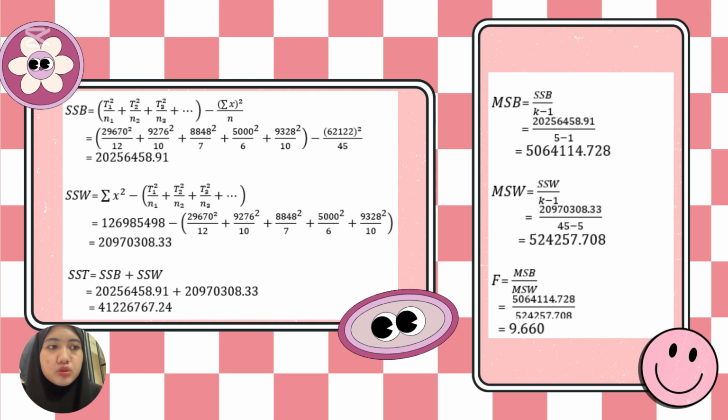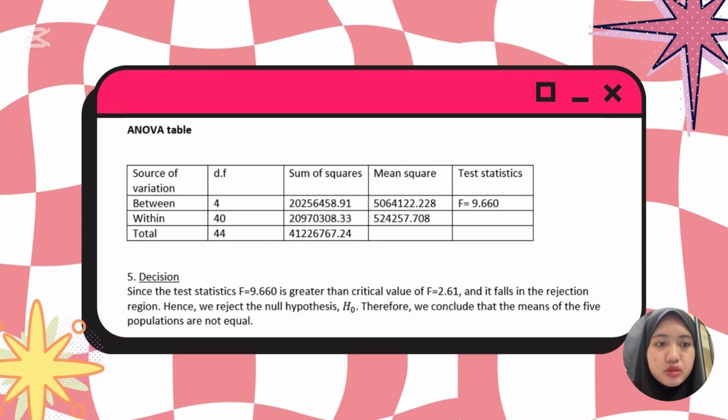Next, MSB is the mean square between, and MSW is the mean square within. For MSB, we use the formula SSB over K minus 1. We will get 5064114728. And MSW, we use the formula SSW over N minus K. We get 524257.708. And the last one, we need to find the test statistic F. F is equal to MSB over MSW. We will get 9.66.